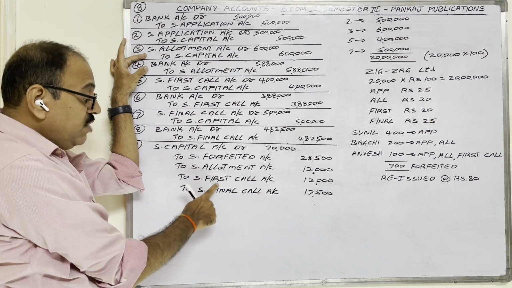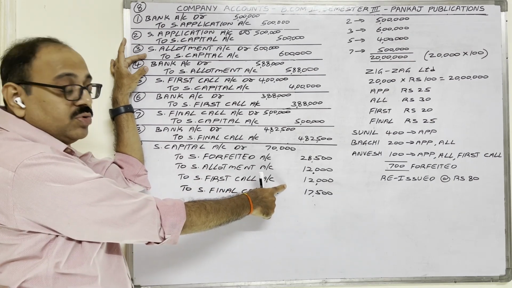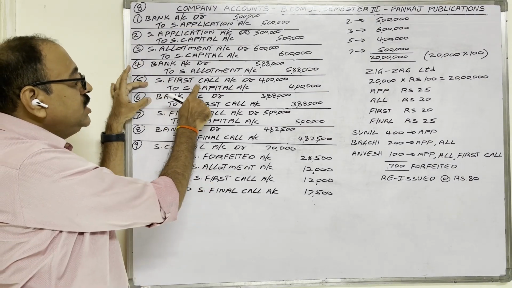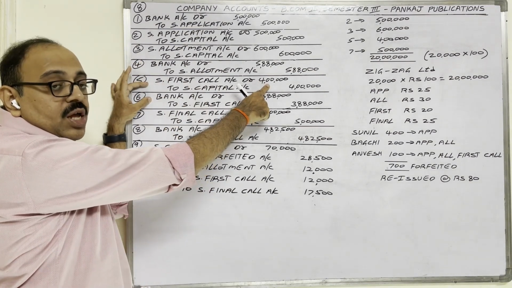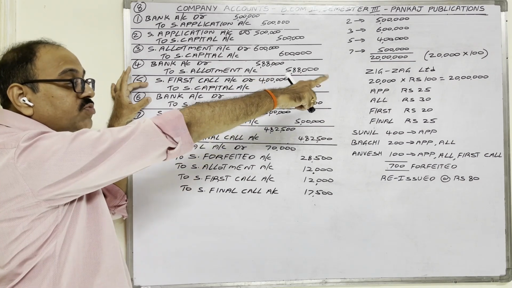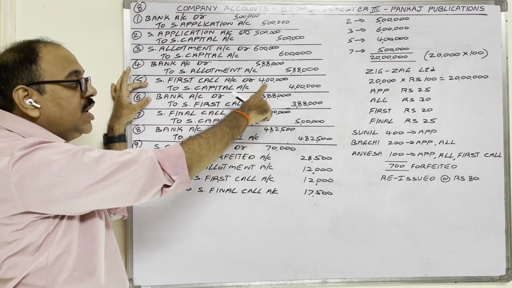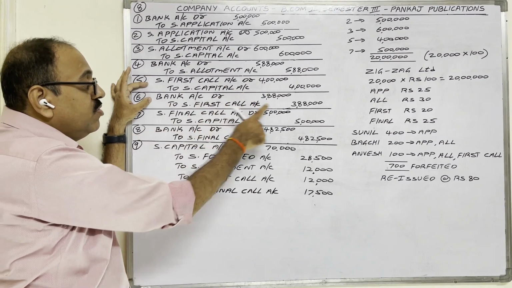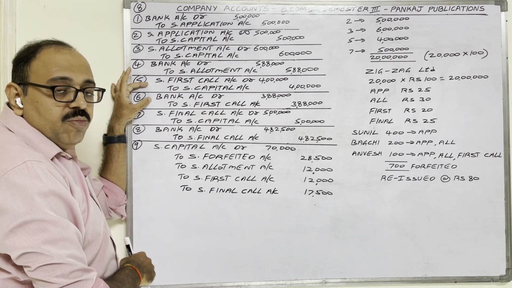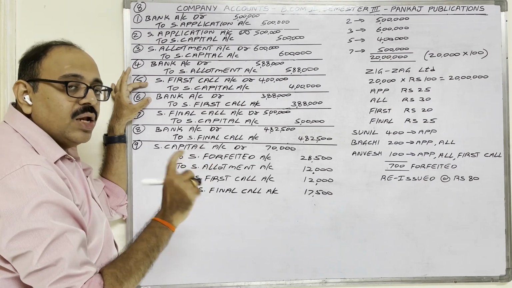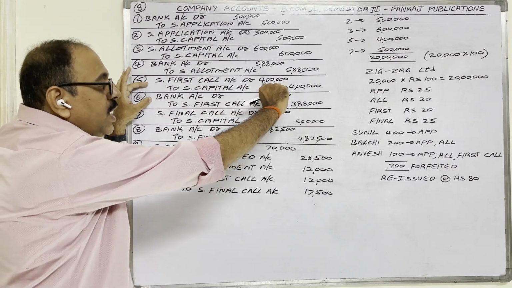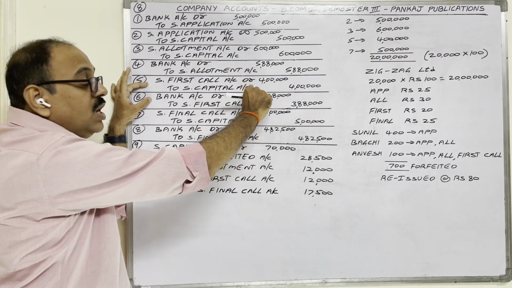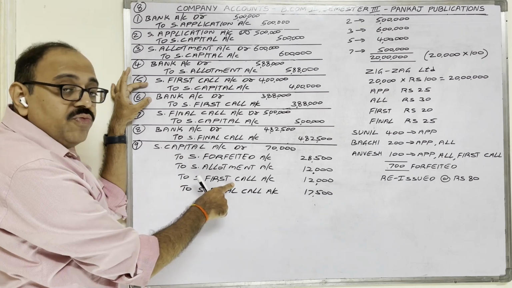Similarly, why is share first call account credited with 12,000? See the previous entries. In fifth entry, we debited share first call with 4 lakh. In books, we wrote that from applicants 4 lakh should come. Applicants are debtors for 4 lakh. In sixth entry, we have credited first call account with 3,88,000. Means 3,88,000 debtor is cancelled. Now the remaining debtor amount is 12,000. Finally, from applicants towards first call 12,000 should come. Shares are forfeited now.